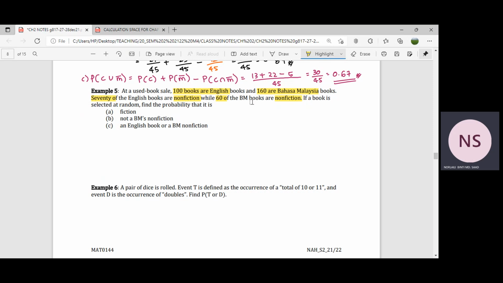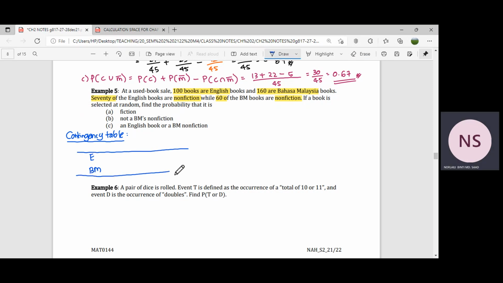If you are given this kind of question where you have two categories, the language and the type of book, where the type of book consists of fiction and non-fiction and the language is either English or BM, we need to set up a contingency table. For this contingency table, you may include English, which I will write as E, and BM, and then fiction and non-fiction.